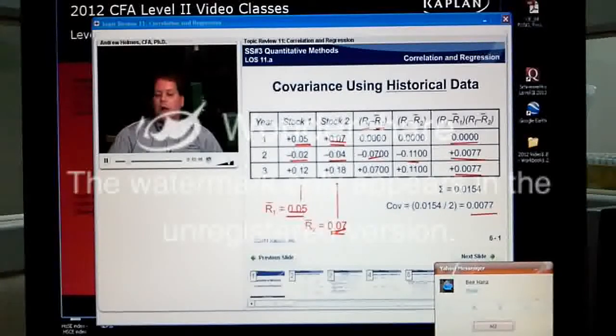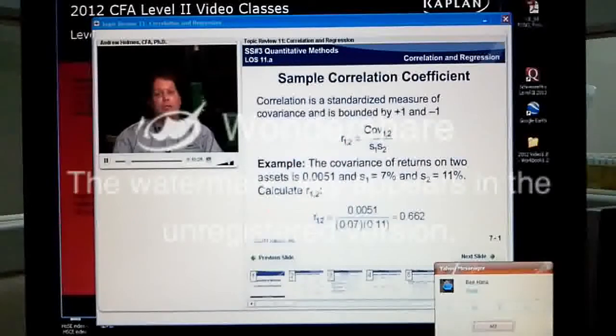0.0077. And what's the problem with that? Well, the problem, of course, is that it's hard to interpret. So how can we take that and convert it into correlation, which is easy to interpret and is the foundational principle for portfolio theory?